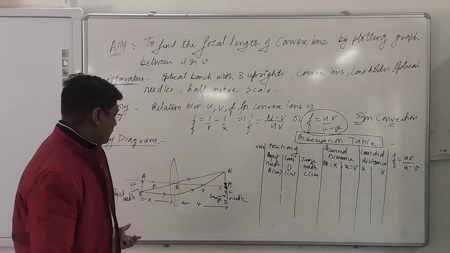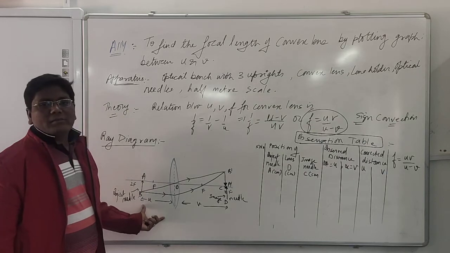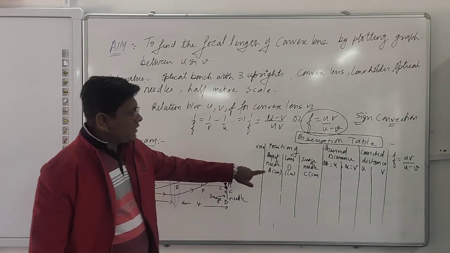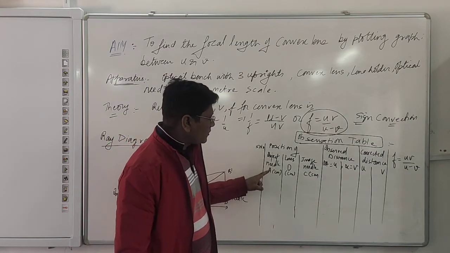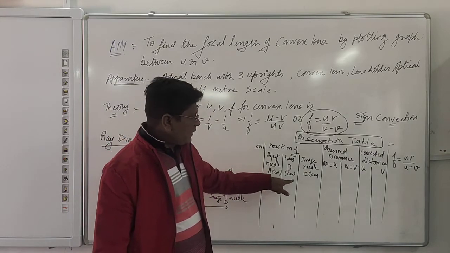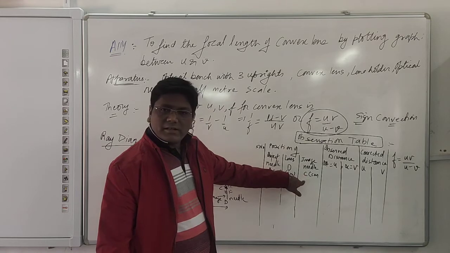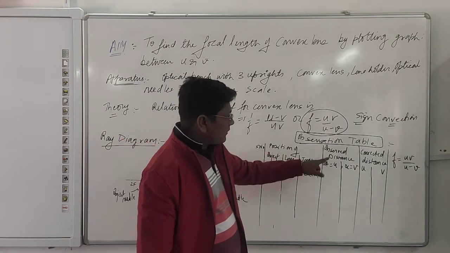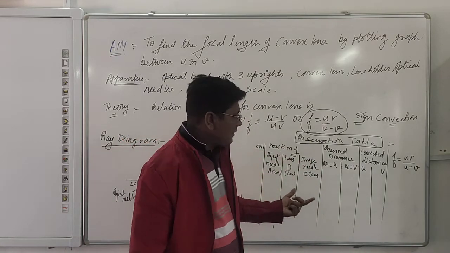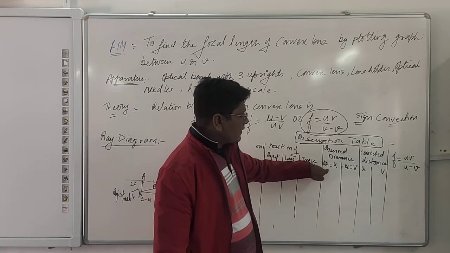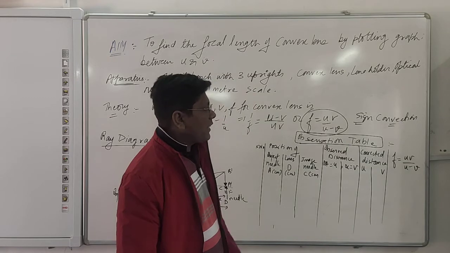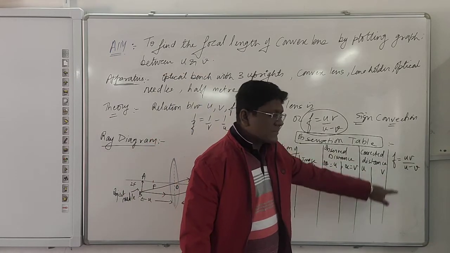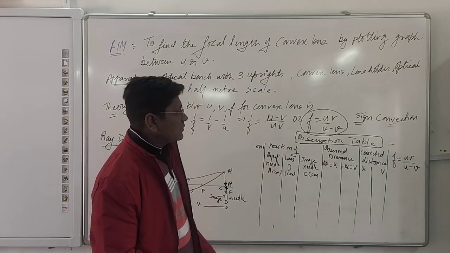Now, based on this ray diagram, this observation table is made, where we have what? First, we will observe the object needle, the lens position, and the image needle. Then after that, we will subtract from that, and we will find the observed object distance and image distance. And then finally the corrected distance, and apply the formula of f to get the answer.